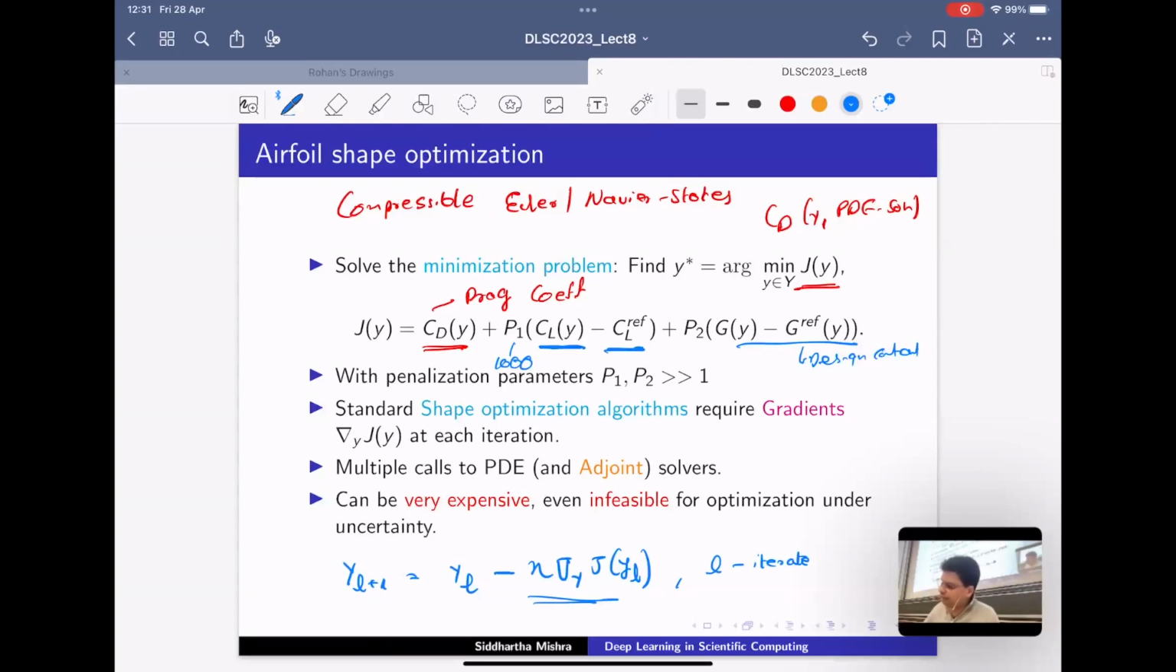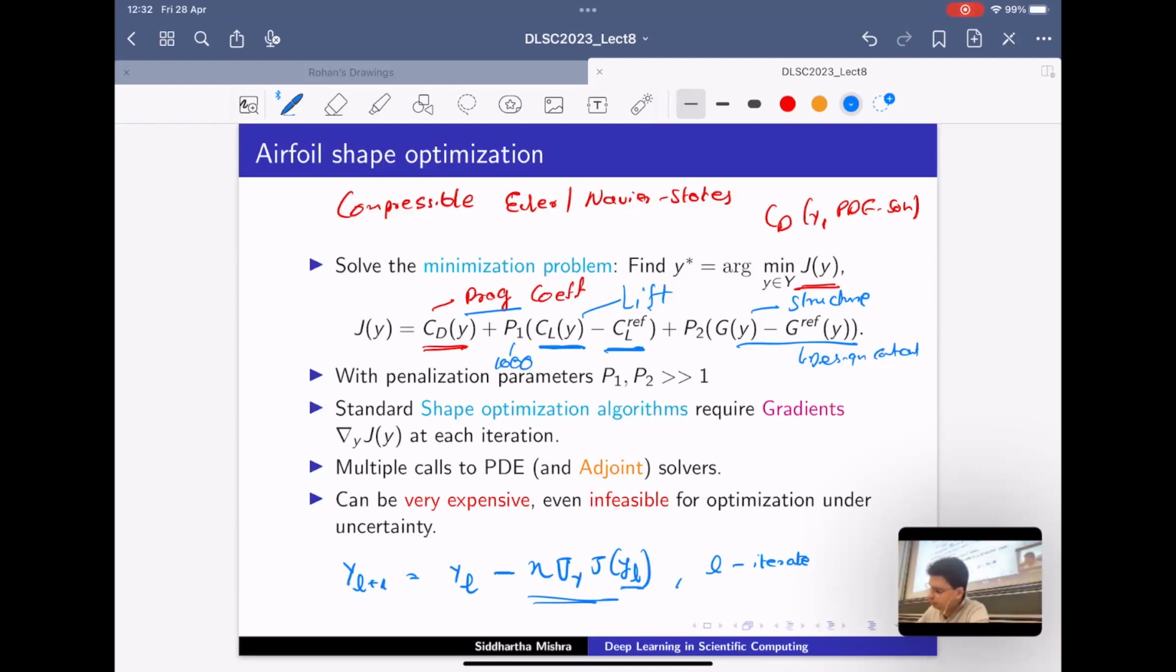The issue is that not only do you have to compute the state, so at each iteration, you have to compute the state, which is given by YL. Remember that this is the shape, but you have to also compute the loss function, right? So loss function would mean that I have to compute the drag, I have to compute the lift, and I probably have to compute the structural constraints. So I have to do these computations, and each time that means solving a Navier-Stokes equation, which is very, very time consuming.